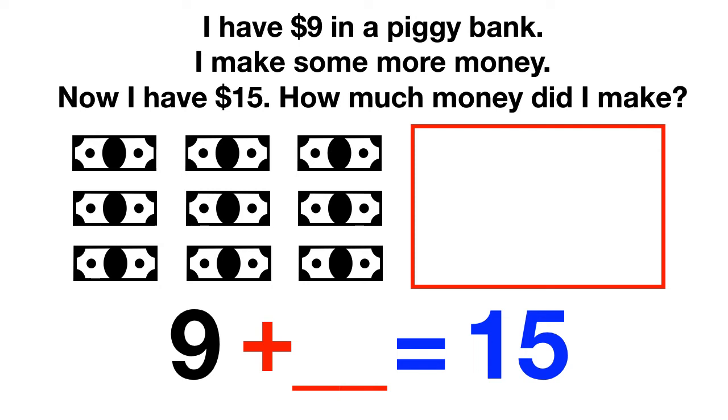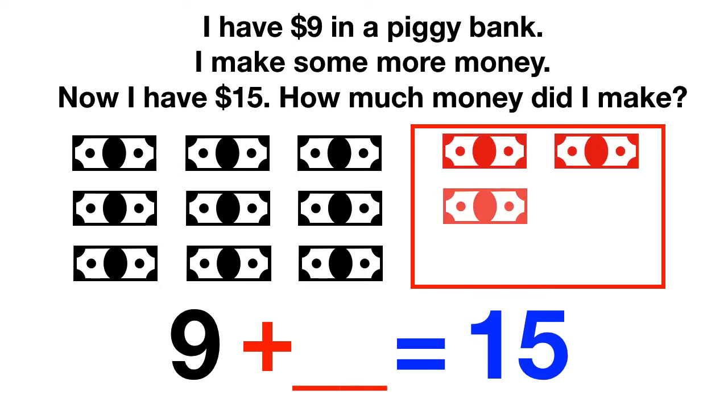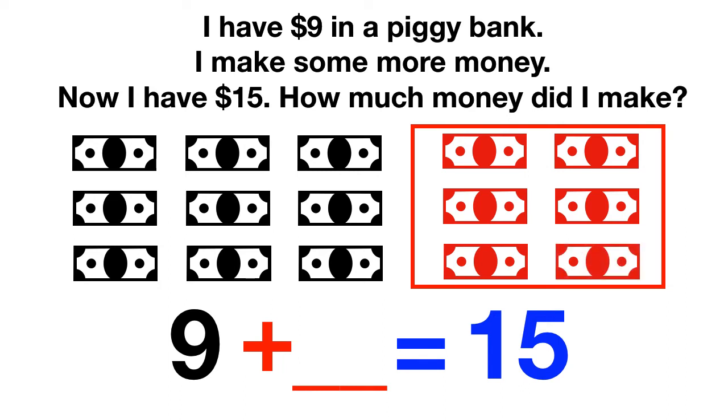Well, you could have counted that I already have 1, 2, 3, 4, 5, 6, 7, 8, 9. So we could just keep adding until we get to 15. 10, 11, 12, 13, 14, 15. There, we made it. Now we just have to count up how many extra dollars I had to add. Well, we can count 1, 2, 3, 4, 5, 6. So I made $6. Now it's your turn to try on your own.